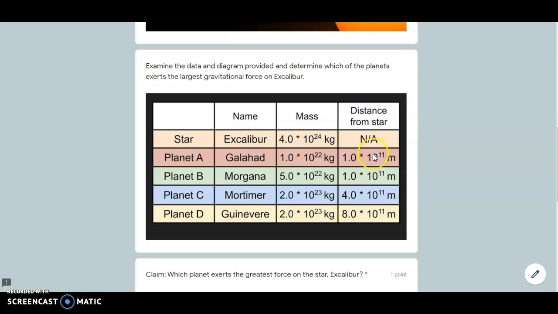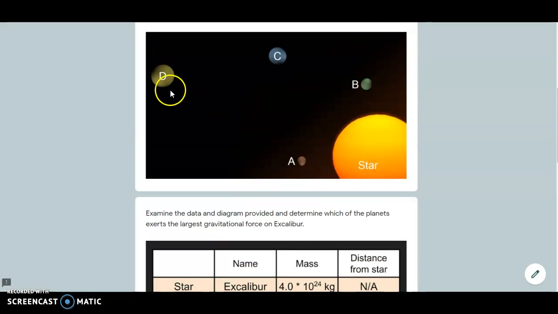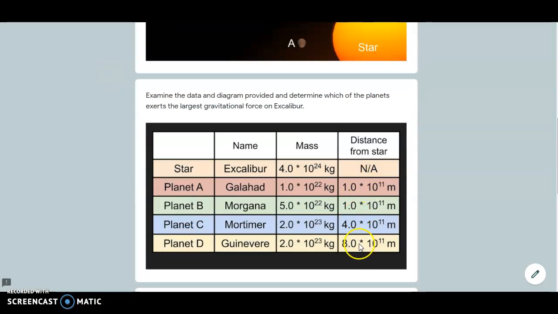Planet A, we see the distance, and B, it's pretty much the same distance. But A has a smaller mass than B. Planet C has a slightly larger mass, 2 times 10 to the 23rd, and we see that it is 4 times the distance from the star that planets A and B were. And then for planet D, it's the same mass, so it's just a less dense planet, even though it's a little bit larger, but it's much, much farther away.